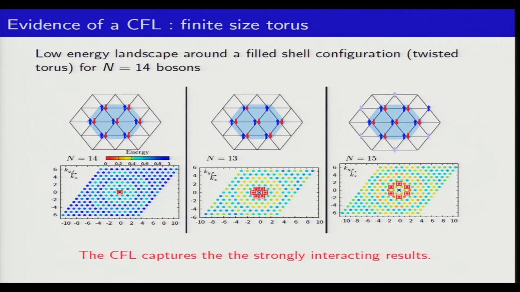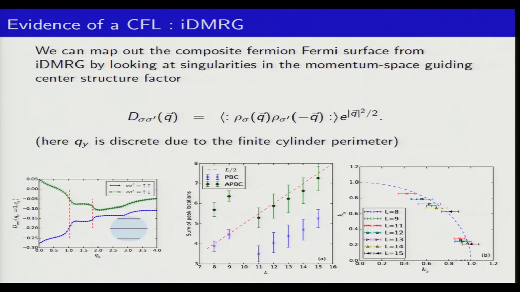Since I'm running out of time, just in a nutshell, you can do more advanced calculations using iDMRG to analyze the CFL. But at the end of the day, you can map out the shape of the Fermi surface, and it's in really good agreement with what we obtained from ED, or the notion of a Fermi sea.